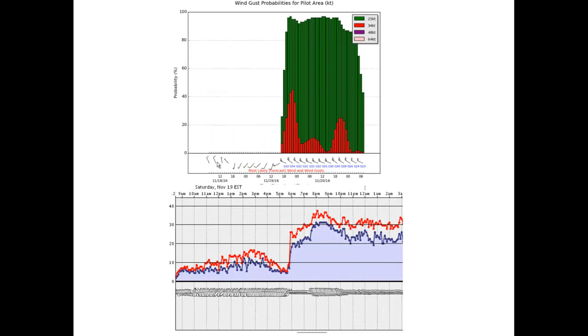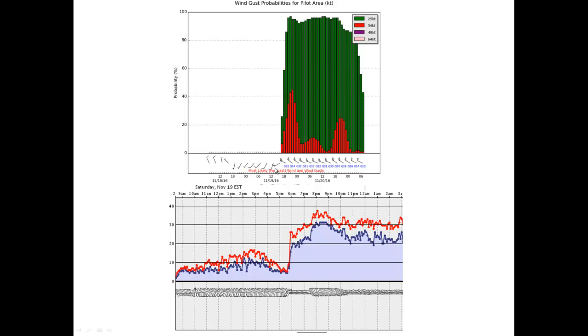Here's another example of a pretty abrupt increase in wind that was associated with a cold front that moved through the area, and this was back on November 19th. You can see for the hours preceding around 5 to 6 p.m. on the 19th, you saw no probability of 25 knots of wind, and so the forecast was for the wind speeds to remain fairly light, with winds out of the north at 10 knots here becoming south about 5 knots.